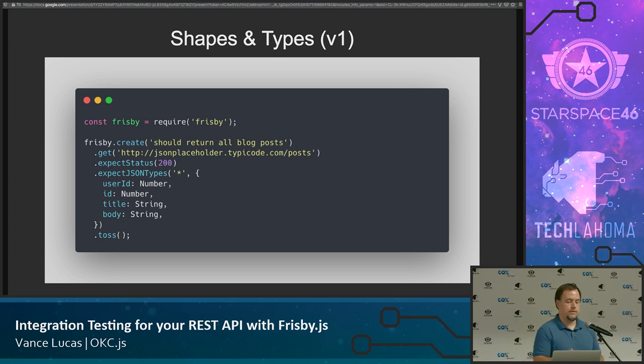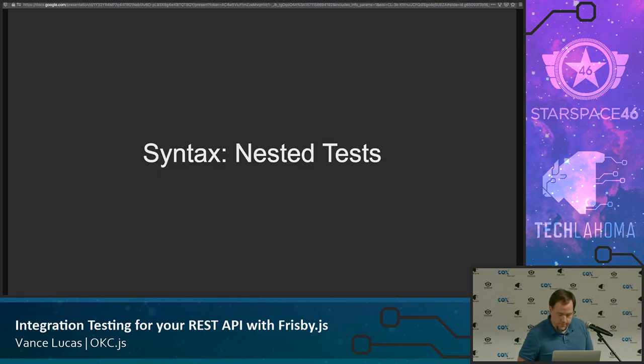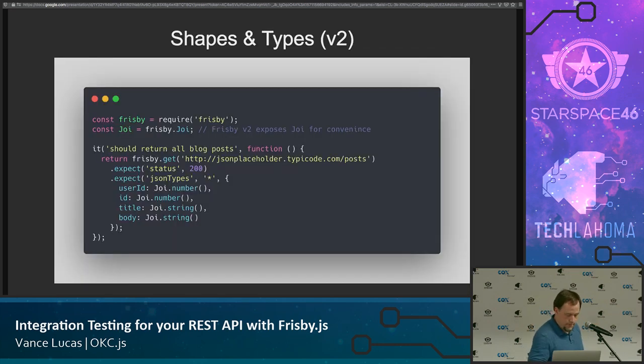So this get call is expecting an array response, and then it says for every item in the array, make sure all of these properties are present with these types. So make sure user ID is a number, and ID is a number, and title is a string, and body is a string. So that's what that test is doing. This is the version 2 equivalent. I hit my trackpad there. So this is the version 2 equivalent. We're doing the same thing. We're returning it inside the it block.